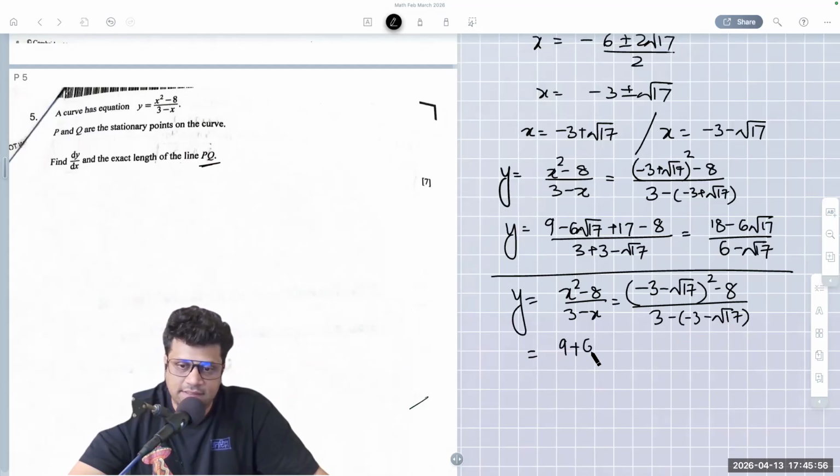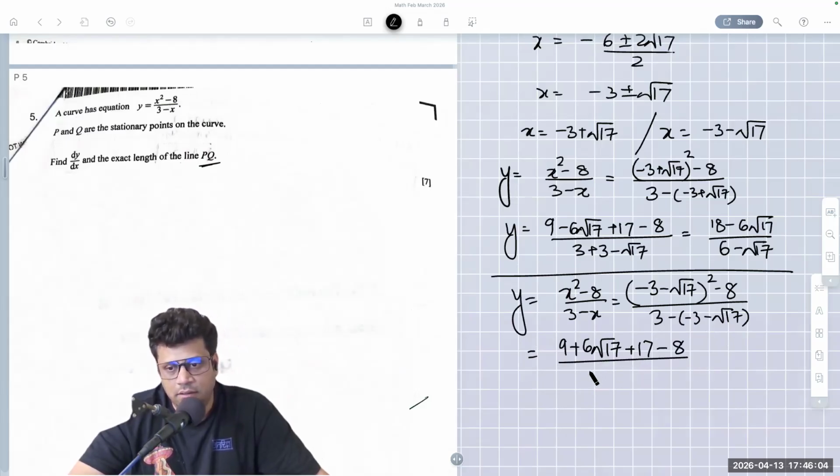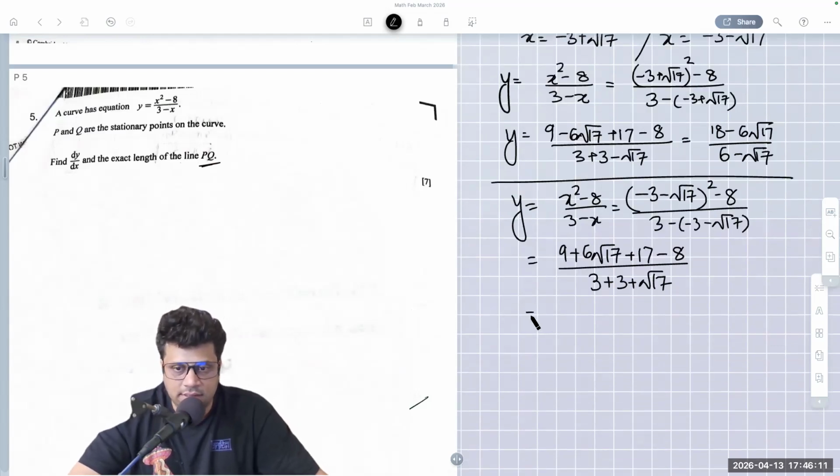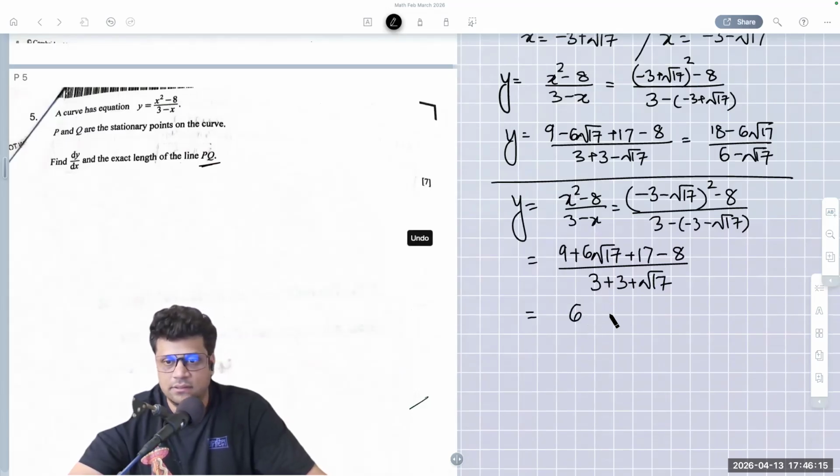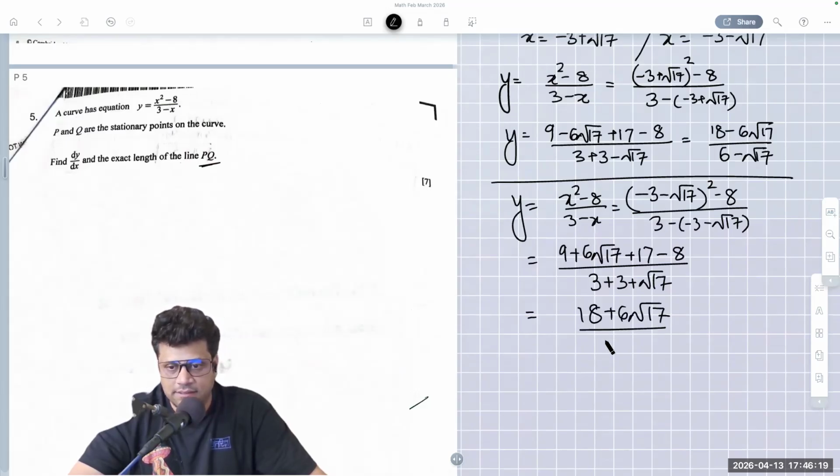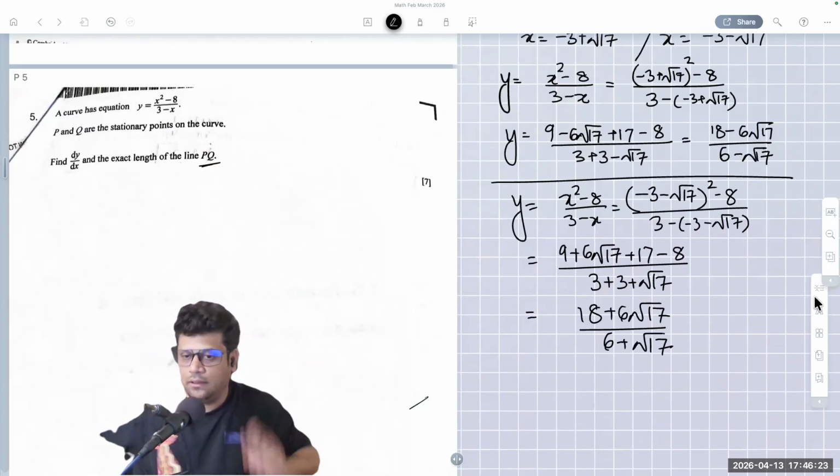Basically 9 plus 6 root 17 plus 17 minus 8, whole divided by 3 plus 3 plus root 17. And that is 6 root 17. 18 plus 18 plus 6 root 17 divided by 6 plus root 17. Okay.